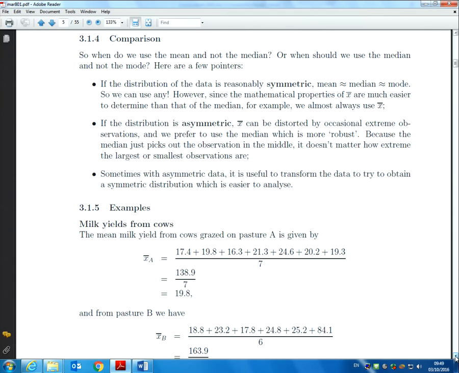How many shoes are a size 10? 1. What's the median? 9.5. How many shoes were size 9.5? None. What's the mode? 9. 3 pairs of size 9. Which is the best average in that situation? Yeah, I mean, the shop owner would probably be interested in the most fashionable, the most popular shoe, the mode.